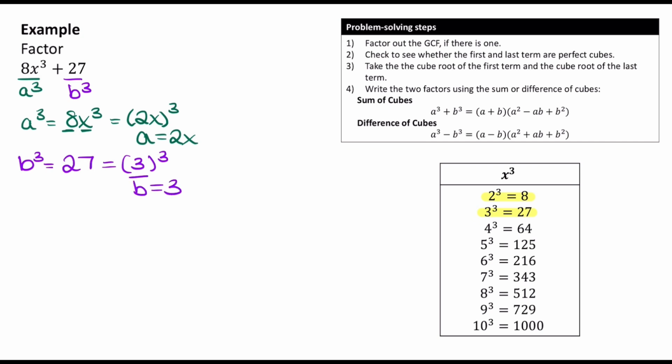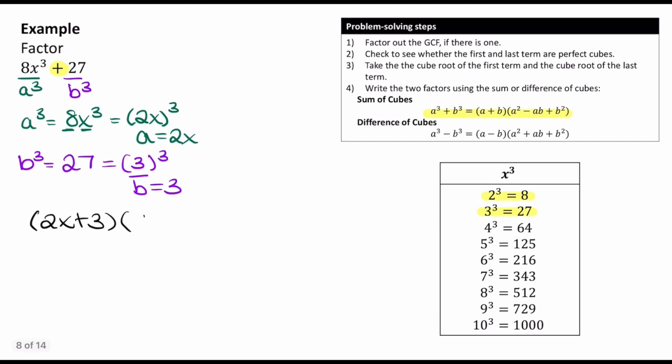So here I have a sum in my original expression, so I'm going to use the sum of cubes factoring pattern. So that's going to give me a plus b, so I have 2x plus 3, times a squared, so that's going to give me 2x squared, then minus ab, so minus 2x times 3, and then plus b squared, so plus 3 squared. So now let's just go ahead and simplify this.